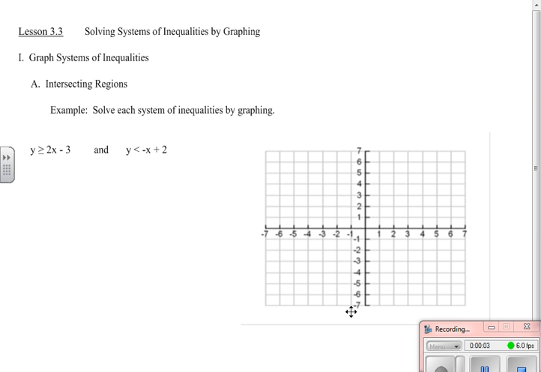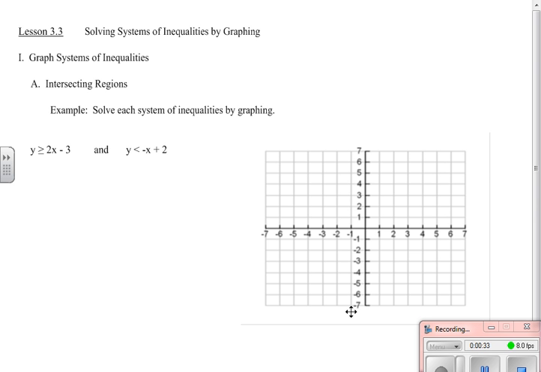So today's lesson on 3.3, solving systems of inequalities by graphing, is going to take the earlier lesson about graphing inequalities and combine it with the ideas about systems. So just quick review, when we solve systems of equations, we're looking for a single point where the two lines intersect. But when we graph inequalities, we have a shaded region that's our answer. So what we're going to be looking for here is where our shaded regions overlap.